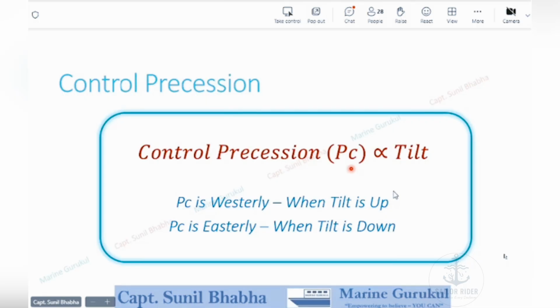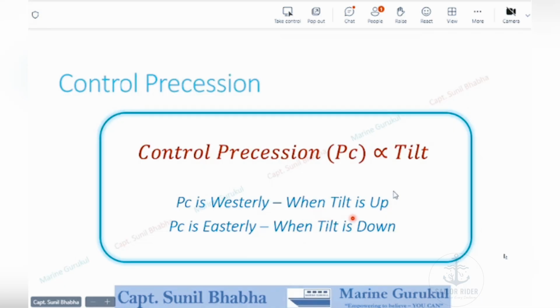Now the direction of the control precession, whenever the tilt is up, the control precession which is generated is westerly. We have seen that in these two diagrams just now. The spin axis was tilted upwards and it generated a westerly precession of the north end of the spin axis. Now whenever the spin axis is tilted down, though we have not seen it till now, the control precession which will be generated at the north end of the spin axis will be easterly. So whenever we refer to the direction of the precession, it is always of the north end, as we are interested in the north end of the spin axis. We are not interested in the south end of the spin axis.